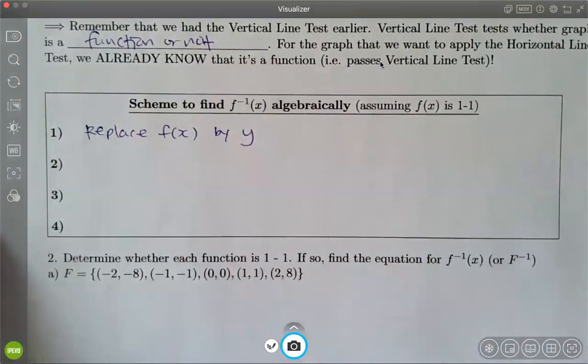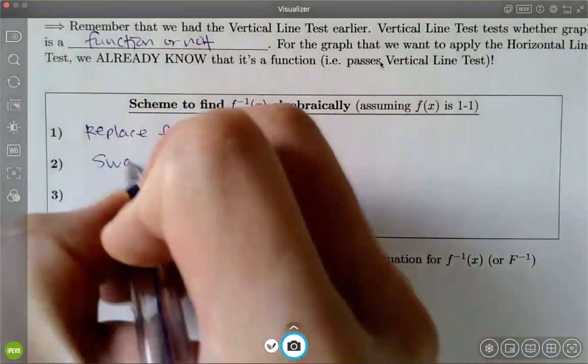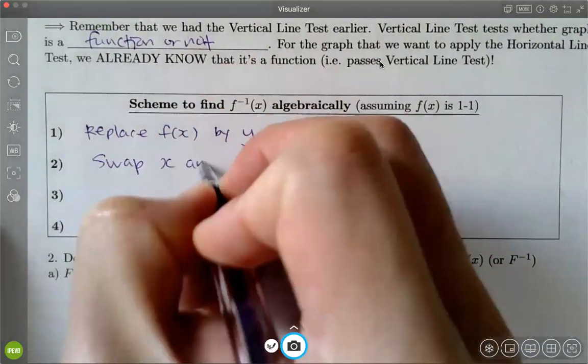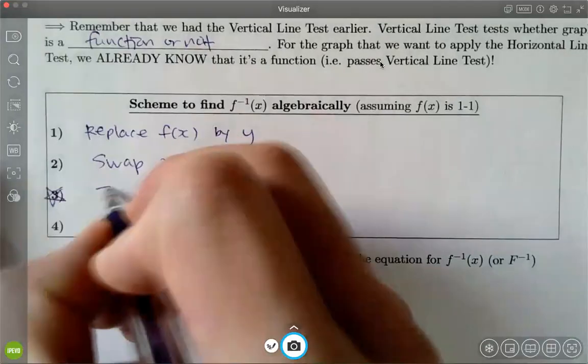Both are the same thing, so you can do this replacement. And now, step number 2, literally swap x and y. Okay, so basically steps 1 and 2 can be done by a 5-year-old kid, because they know how to do it. Now, step number 3 is the main thing. Isolate y by itself.